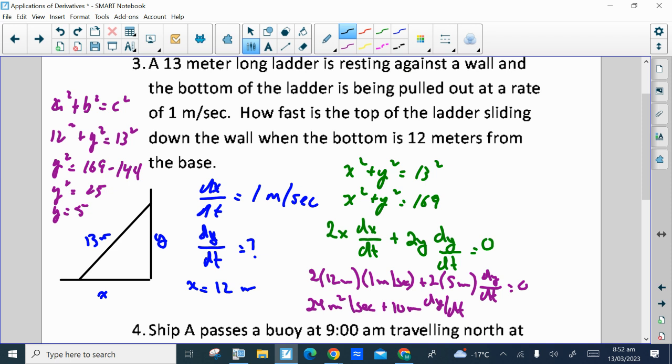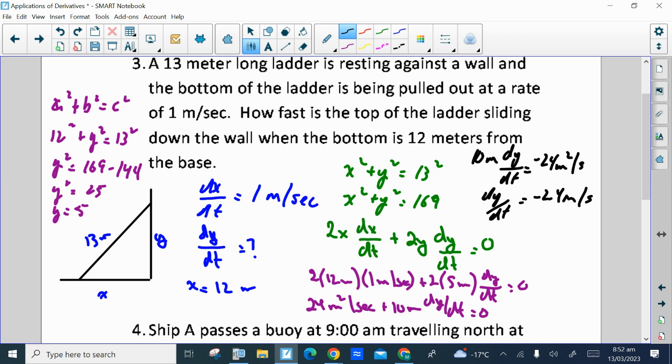And now if we continue up top, and I should have written equals 0 there. So now if we continue up top, we would subtract the 24 meters squared per second from both sides. So we have 10 meters dy by dt equaling negative 24 meters squared per second. And then we would divide both sides by 10 to get dy by dt by itself. So it would be negative 2.4 meters per second because we're dividing by 10 meters on the right.